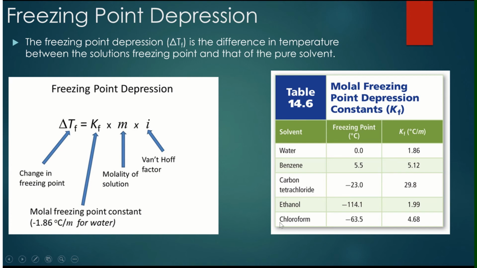Another chart, another table, again, make sure you guys take a look. Kf for freezing, Kb for boiling. The numbers are quite different, so make sure you're paying attention to that and know what type of problem you're working with.